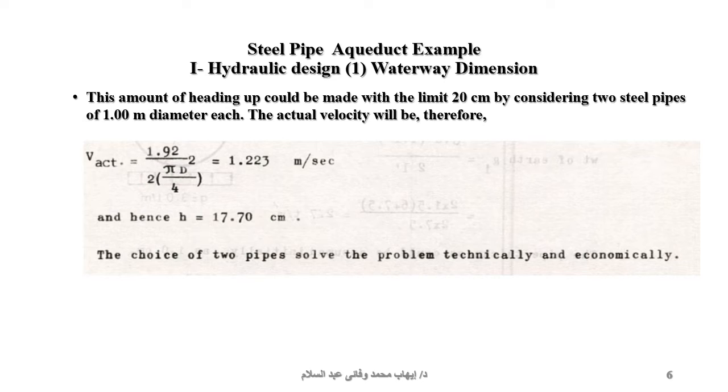The amount of the heading up could be made within the limit of 20 centimeter by considering two pipes, 1 meter diameter. The actual will be 1.33, hence H will be 17.7 centimeter. The choice of the two pipes solves the problem technically and economically.